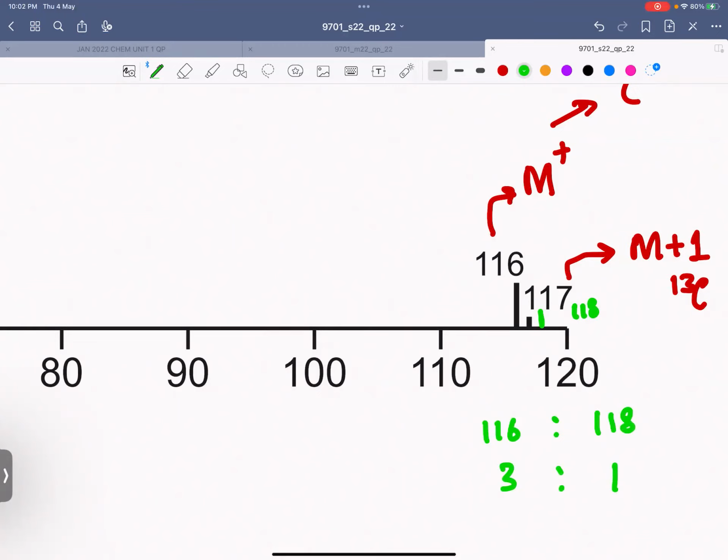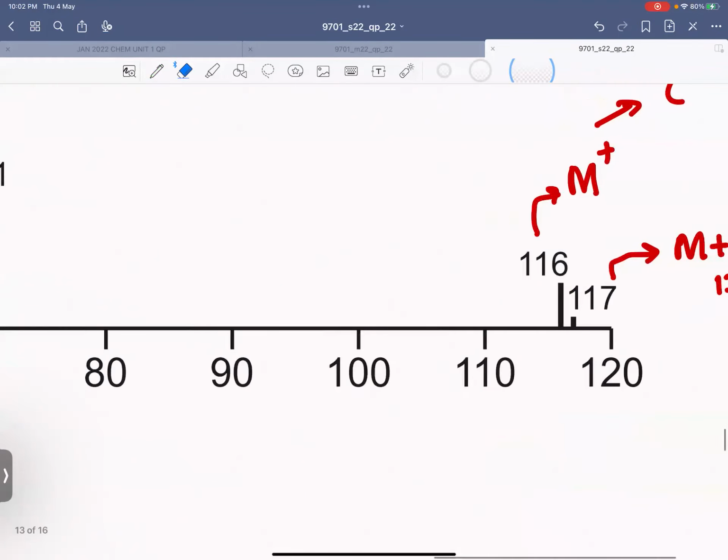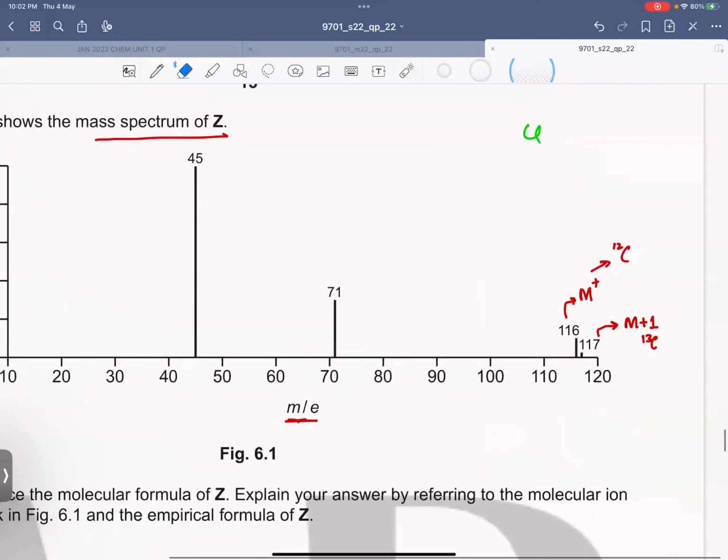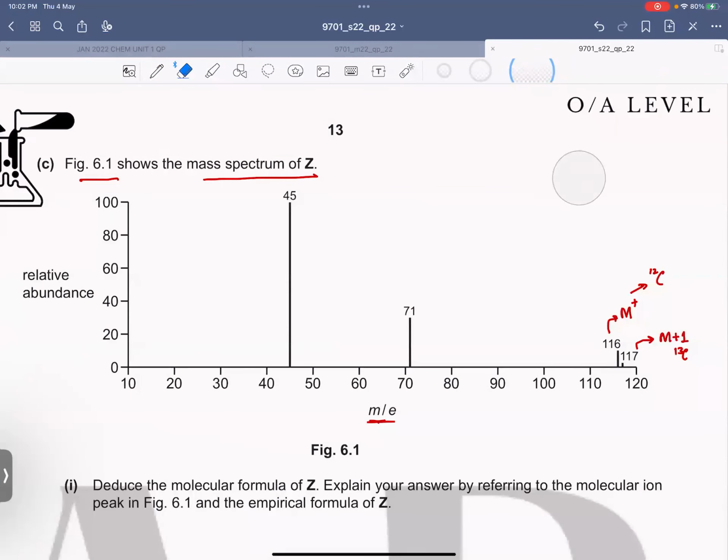But if there is bromine in the molecule, then at 118 you get another peak that is exactly equal to 116. So you get the two peaks, the M peak and the M plus 2 peak, with a 1:1 ratio, which indicates that the compound has bromine. But in this compound there is no bromine or chlorine, because they have already mentioned that the compound contains carbon, oxygen, and hydrogen. Okay.